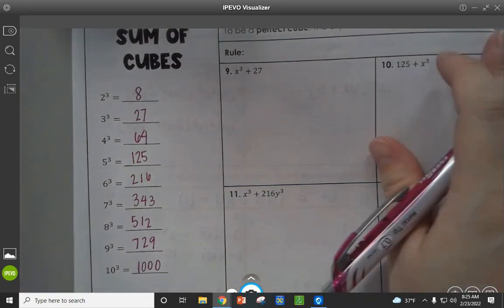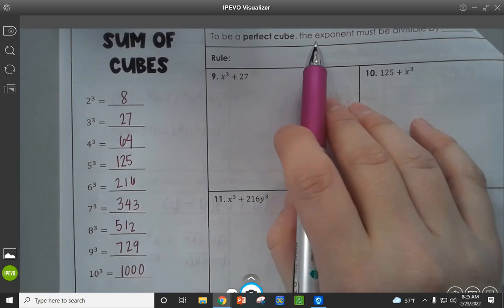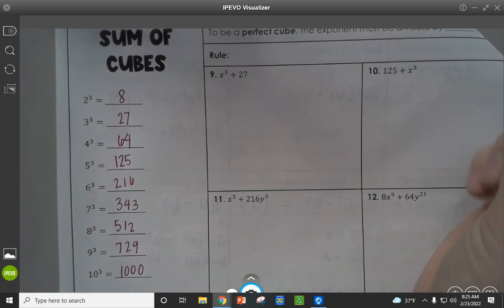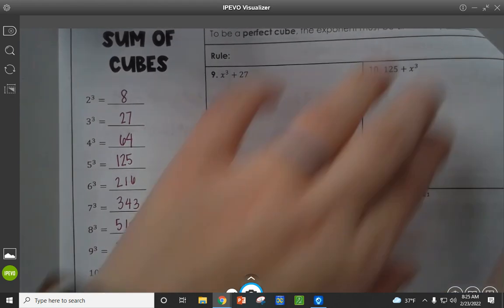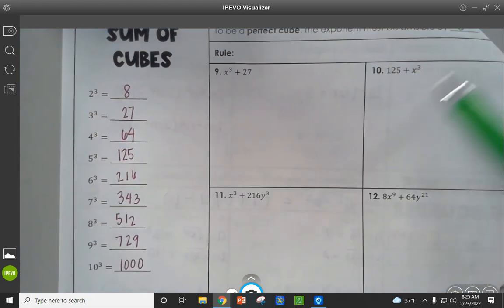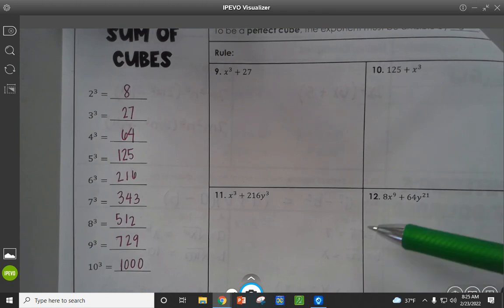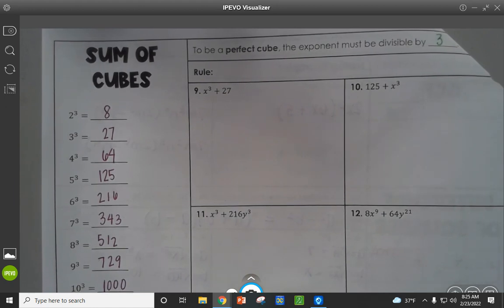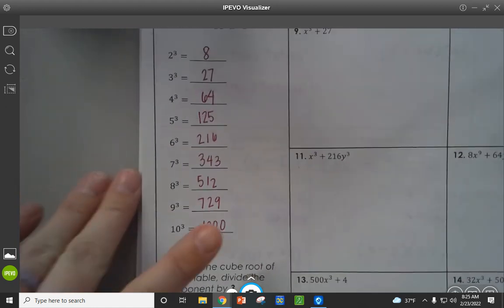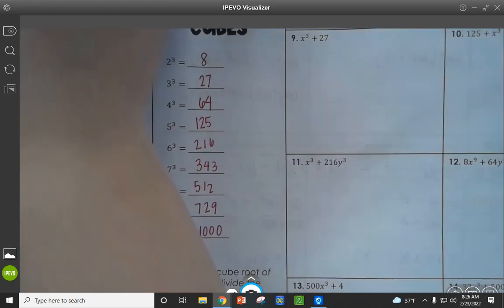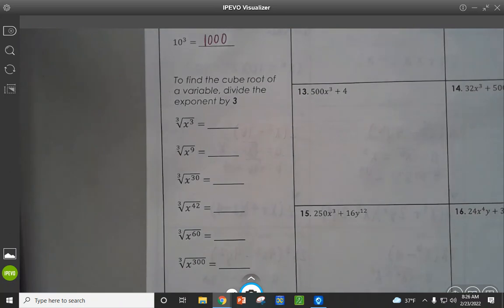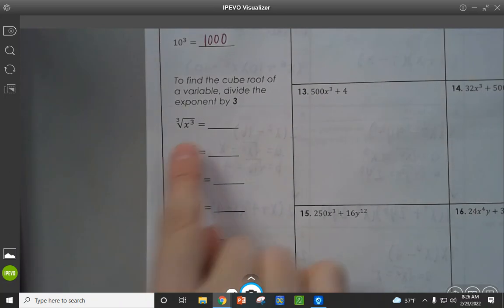To be a perfect cube, the exponent must be divisible... any guesses? By 3, yes. So a perfect square, it's got to be divisible by 2. To be a perfect cube, it needs to be divisible by 3, and that pattern would continue. So to be a perfect cube, the exponent must be divisible by 3. So when we're taking the cube root, as we can see here on the side, you divide the exponent by 3. That's how you find the cubed root of a variable.